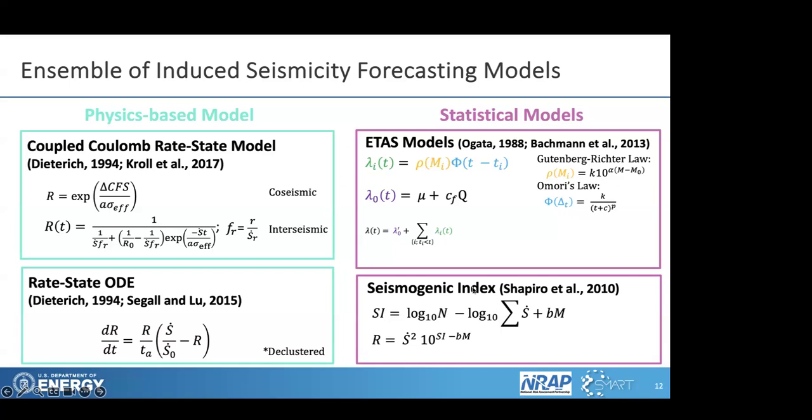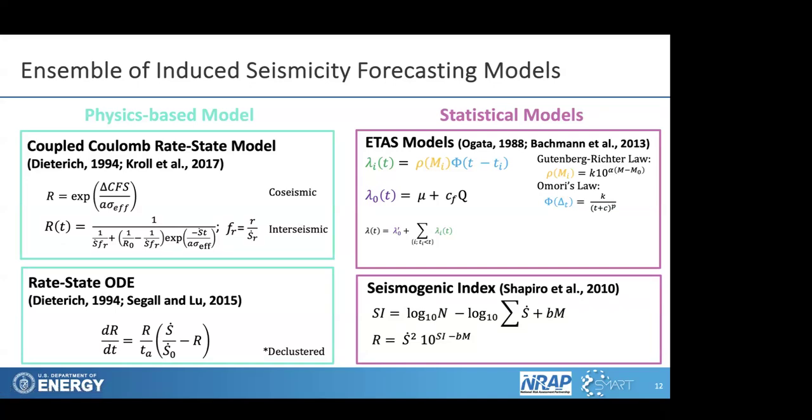In the statistical framework, that falls into two categories. We have the traditional ETAS model, which does take into account parent-child events and is able to capture some earthquake clustering. And then the seismogenic index model, which is basically a simple Gutenberg-Richter implementation that adds a component related to the injection operation.